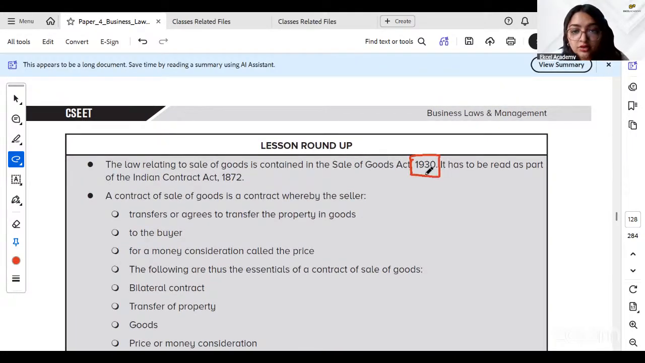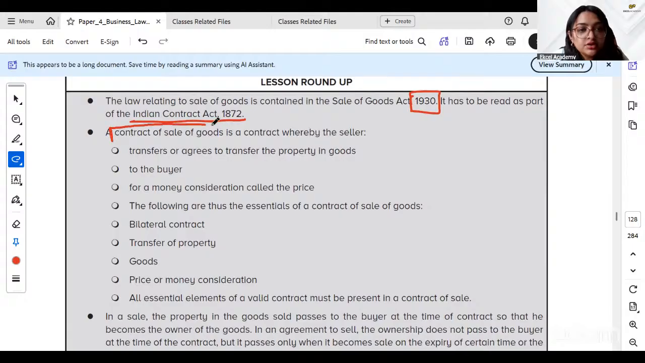So the law relating to sale of goods is contained in which act? The Sale of Goods Act of 1930. It has to be read as a part of the Indian Contract Act 1872. We just saw the measure of damages, that it is there in Section 73 of the Indian Contract Act, which means that if the Sale of Goods Act specifically does not mention anything, you may take reference from the Indian Contract Act.